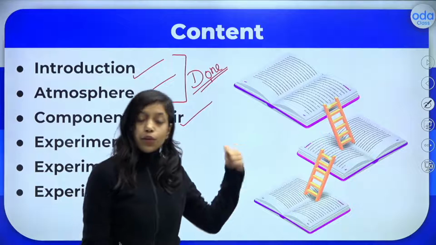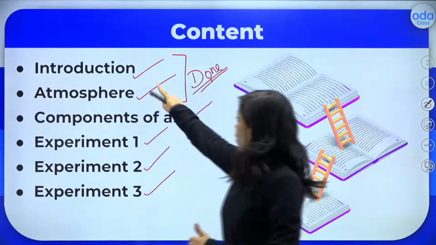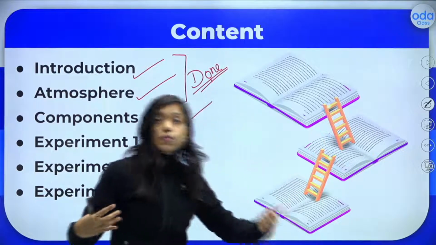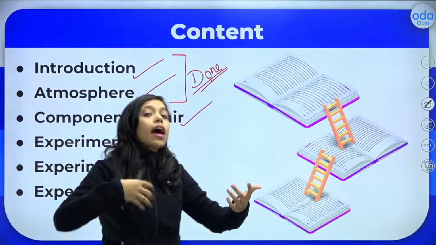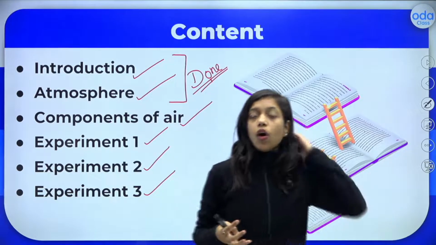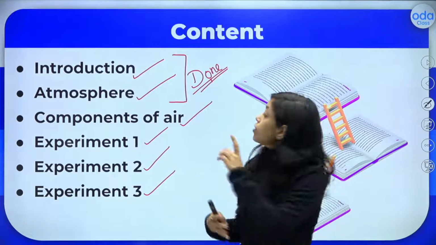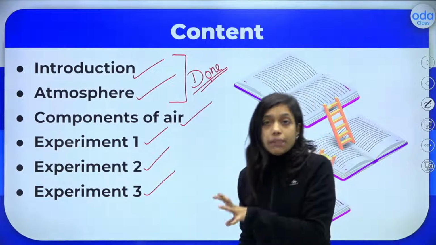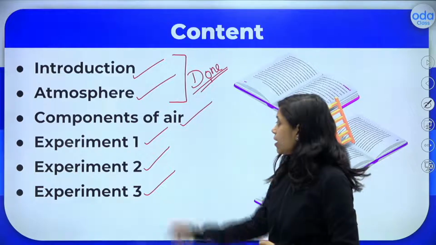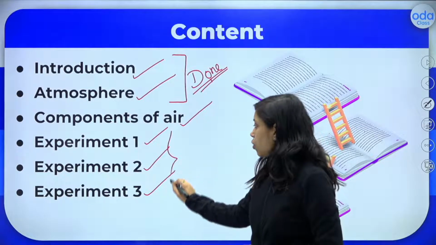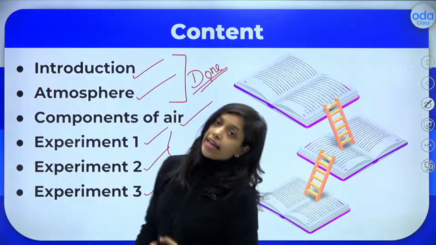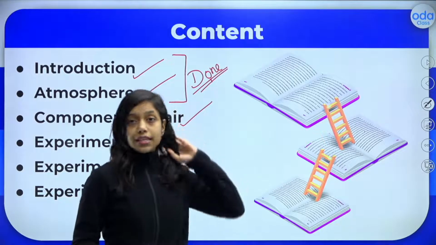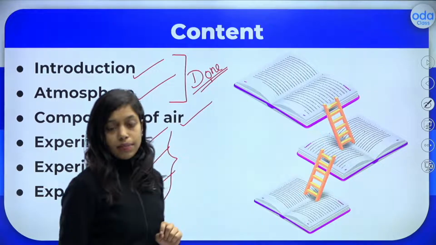Yesterday that video was posted. We completed the introduction of air, the uses of air, what is atmosphere, the layers of atmosphere, and what happens in which layer. Today we will be learning about the components of air: what air is made up of and what is present in the air. We will be solving some questions, performing some experiments, and seeing why each experiment happens and what its result is.